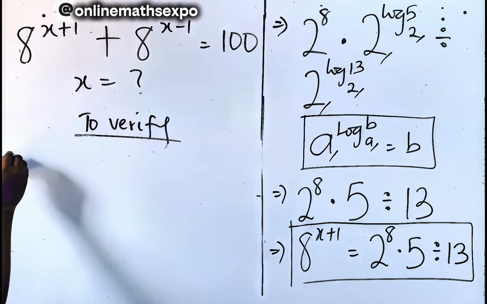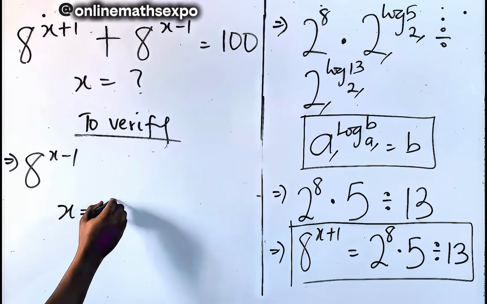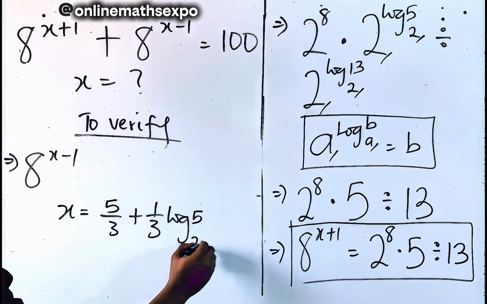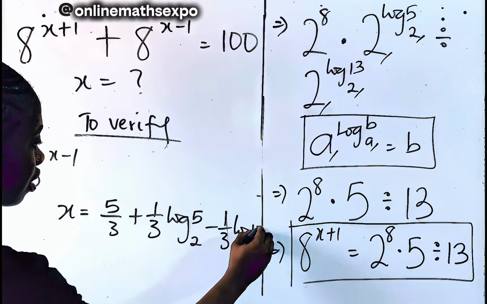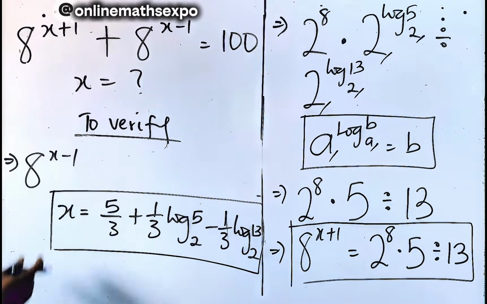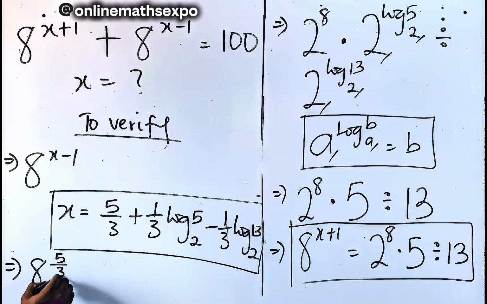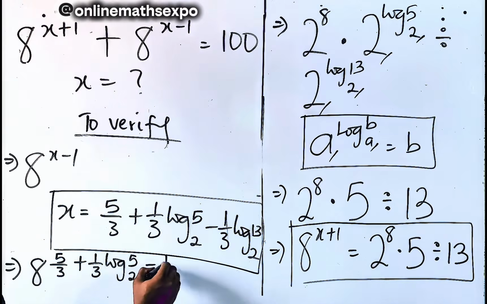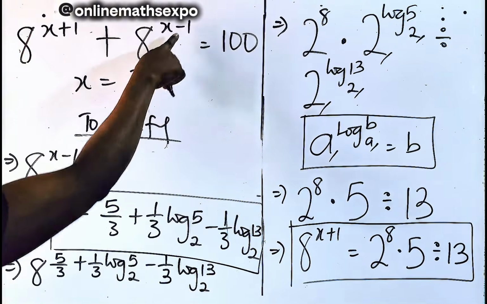So for this, we are going to have a to the power of x minus 1. Remember our x value. Our x is 5 on 3 plus 1/3 of log of 5 base 2 minus 1/3 of log 13 base 2. So this is what we have as our x, so that it helps us to do this. So we are going to now have 8 to the power of, our x is this. So we have 5 on 3 plus 1/3 of log 5 base 2 minus 1/3 of log 13 base 2. And remember, there is minus 1.